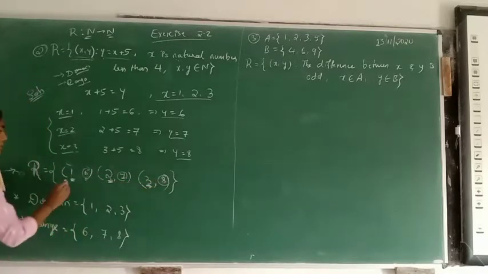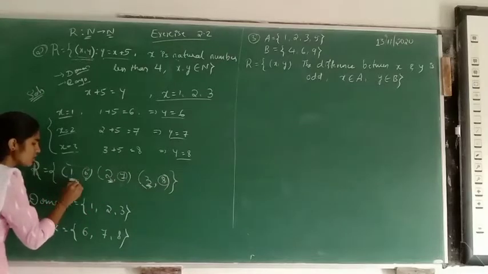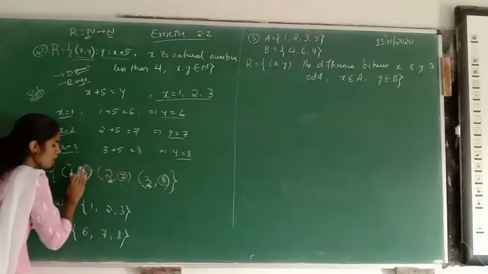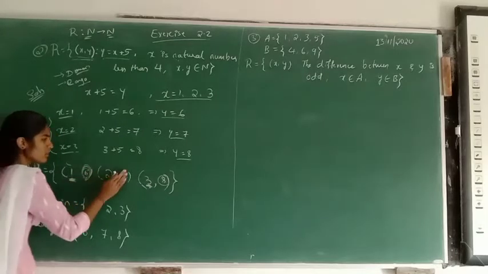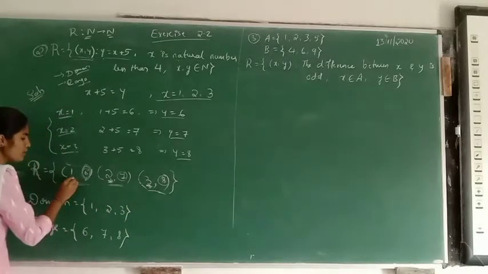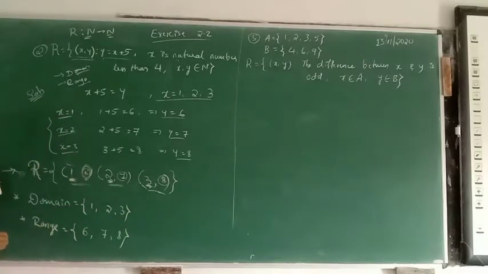So you know that the first elements of this relation are known as the domain, and the second elements of this relation are the range. Not only one ordered pair, all the ordered pairs: the first element is the domain, the second element is the range. So keep it in mind.